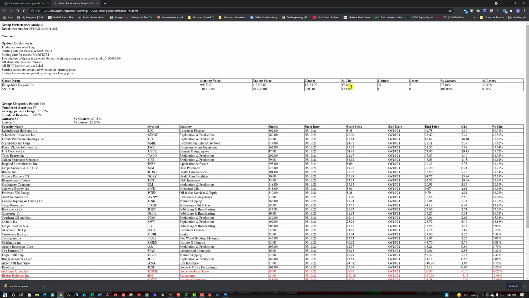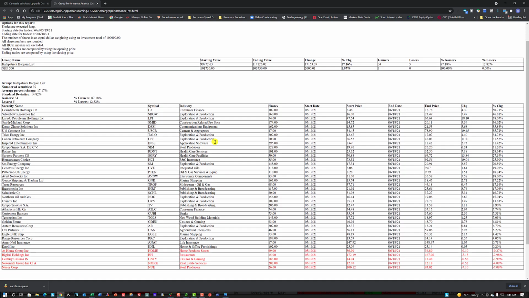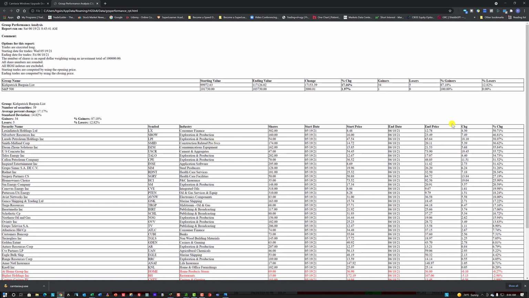But 17.16% for the bargain list over the last month. 34 gainers, 5 losers, and the S&P did 1.57%. And you can see that there are a couple of exploration production stocks near the top. And some of these returns have been really spectacular. Now, where did these come in and so on? That's the question.